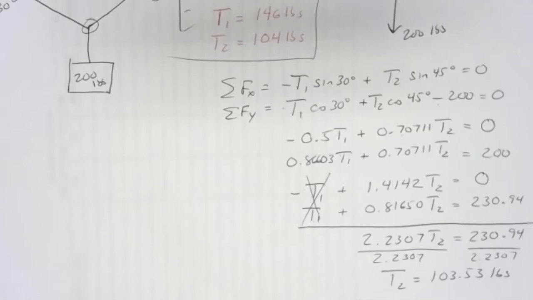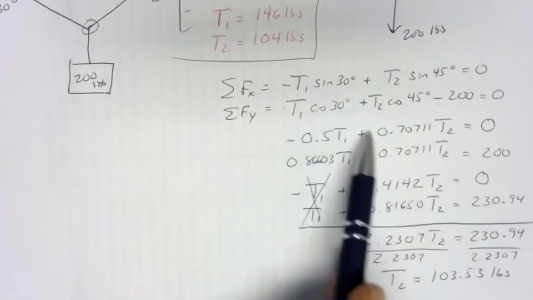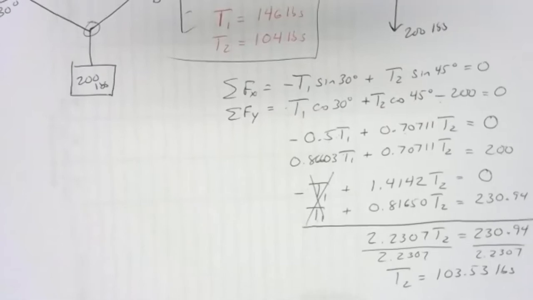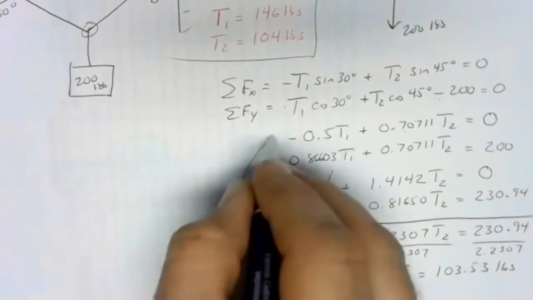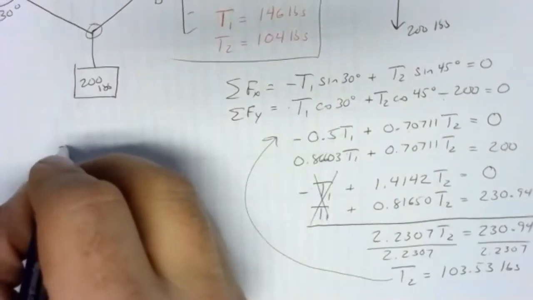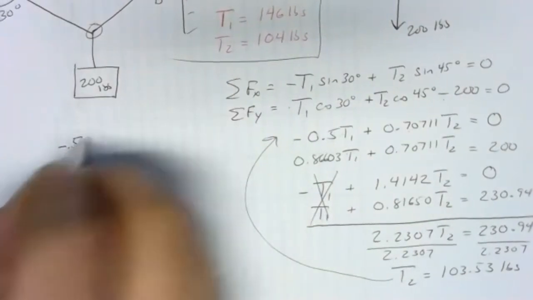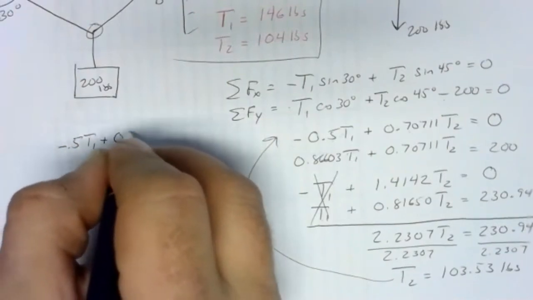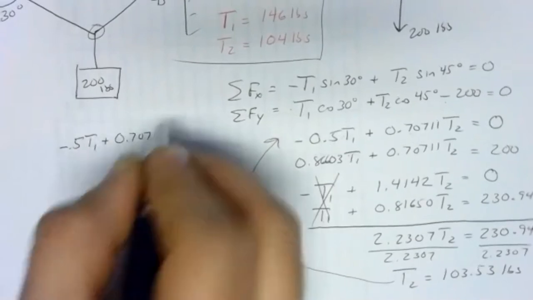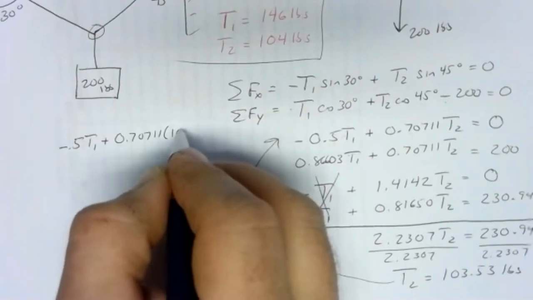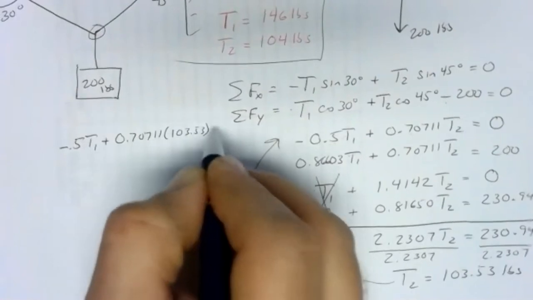We've got half the answer. We need the other half. We need T1. And we can go back to either of the two equations to do that. I think the x direction equation is a little simpler here. So I'm going to plug this back into the x direction equation. I'll write that down over here. I've got negative 0.5 T1 plus 0.70711 times the value of T2, and T2 is 103.53. That equals 0.